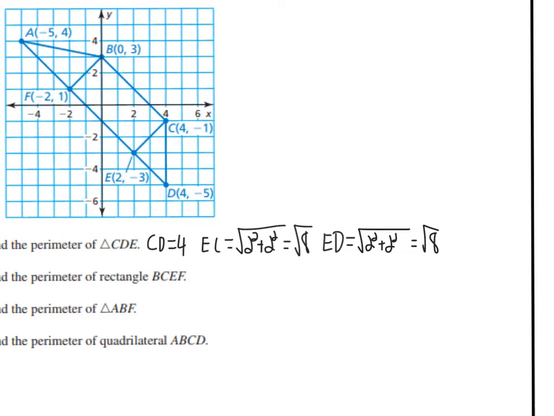And so if I add these together, I'm going to have 4 plus 2 square root of 8s. And in my calculator, the decimal I'll get for that is 9.66 units for its perimeter. So that would be our first one.